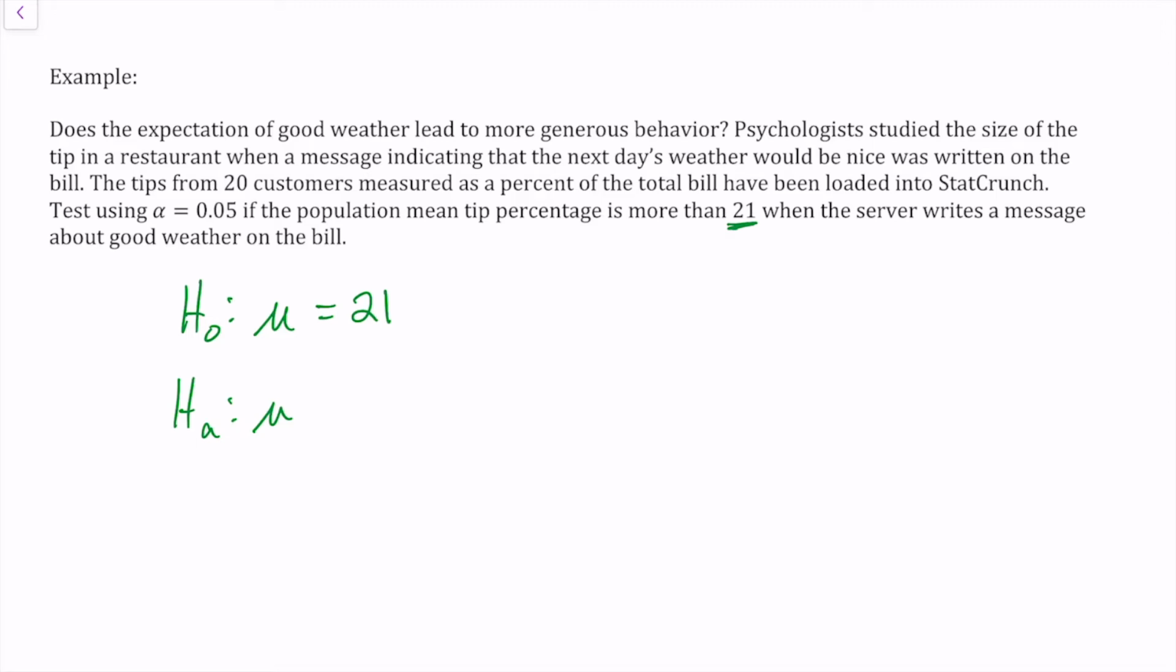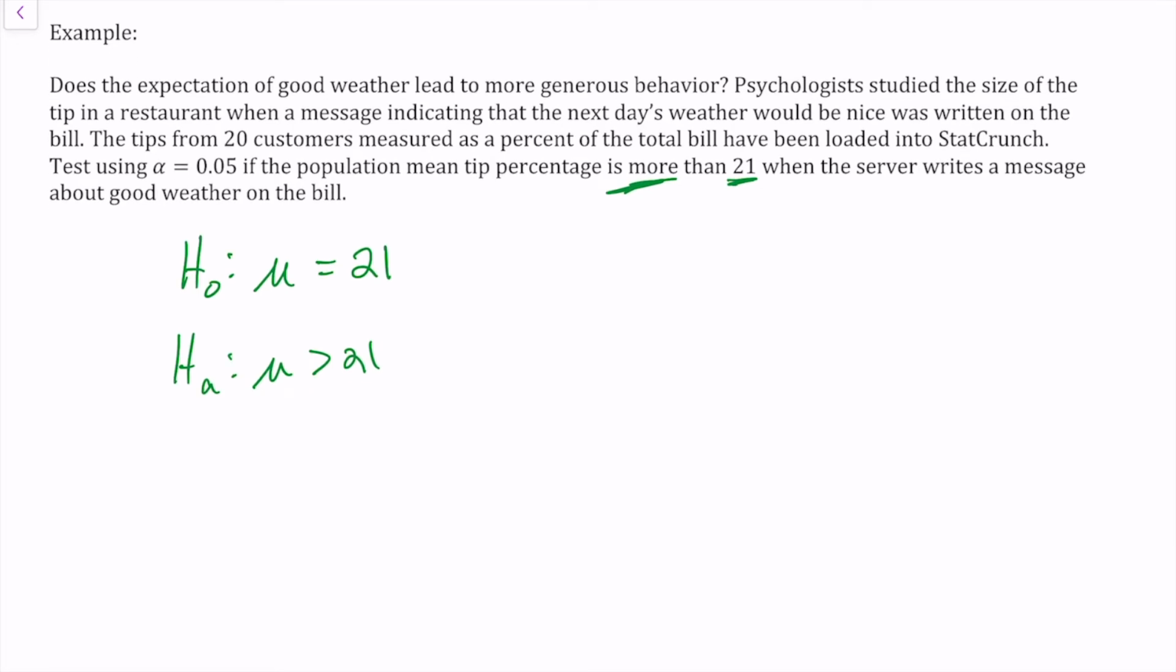So that's our null hypothesis. Our alternative hypothesis is that the mean is more than 21. All right, now that we have our hypotheses, let's quickly check our conditions. Checking conditions, I'm going to do that over here. Independence. Let's see here. We need a random condition, and we need a less than 10% condition.